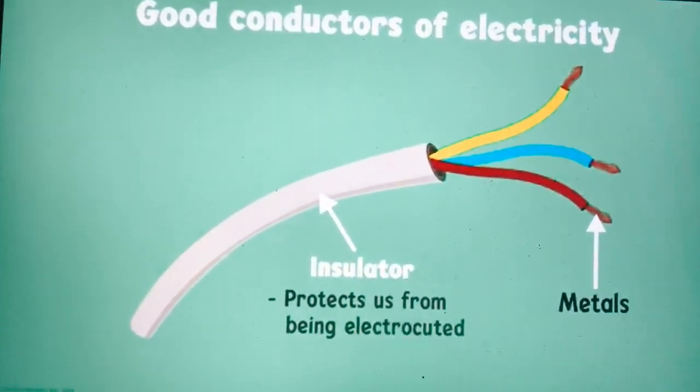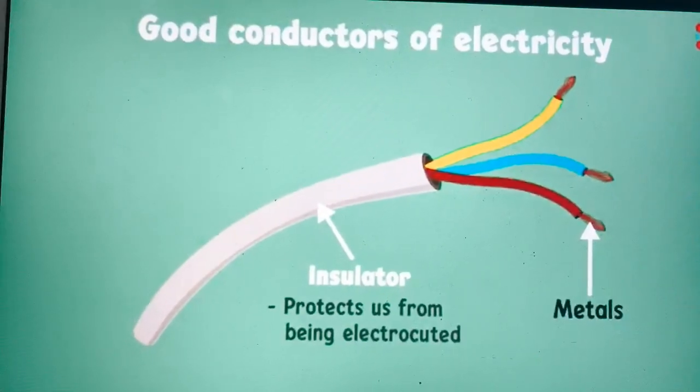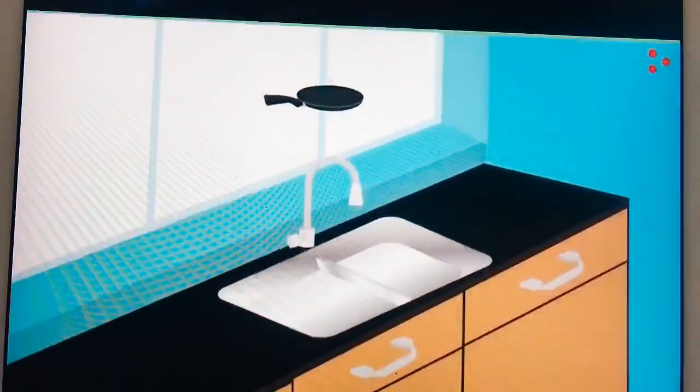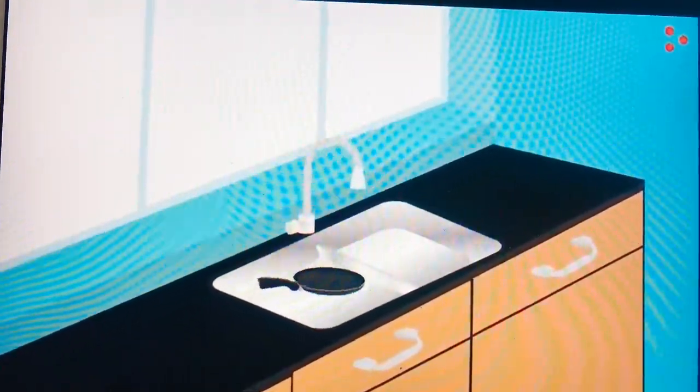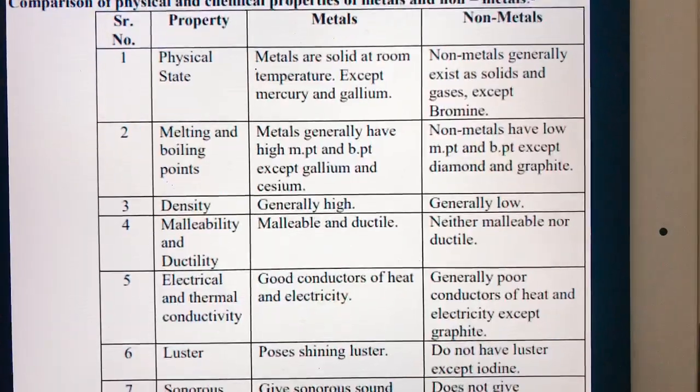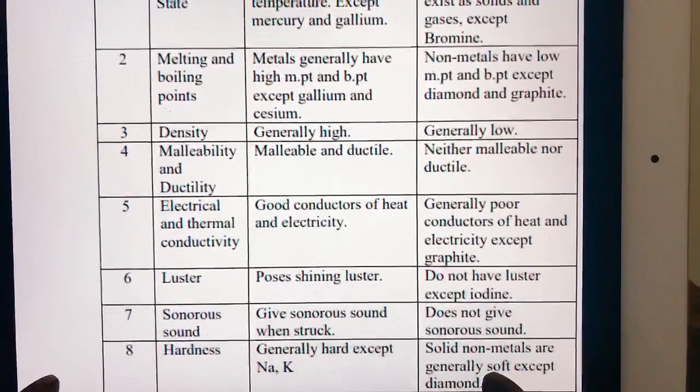Do you know any other property of metals? What happens when we strike a metal on a hard surface? Like utensils banging against the sink. Can you hear a sound produced by metal? Yes. These are the physical properties. We'll study more about it.